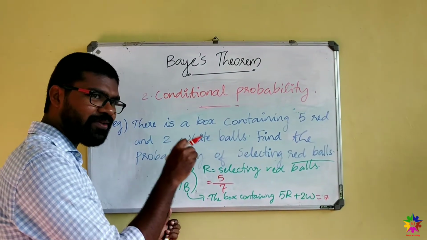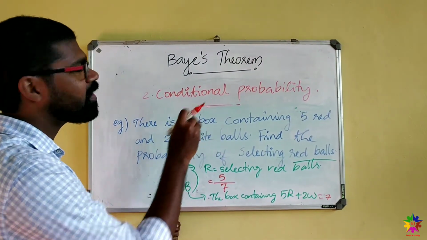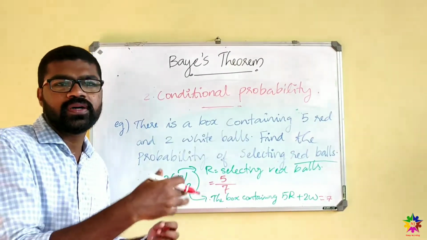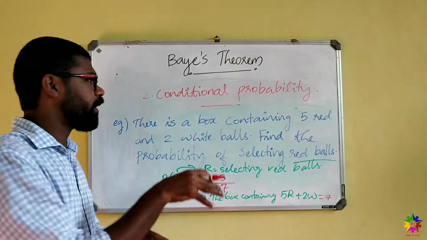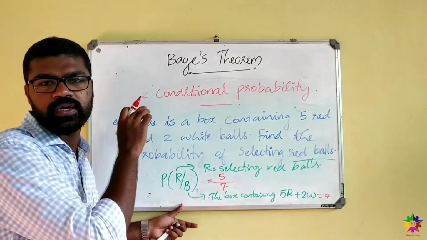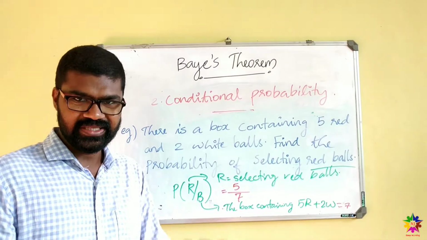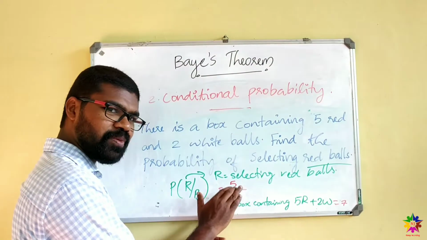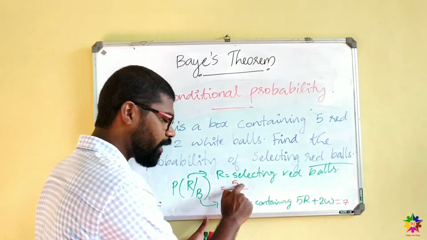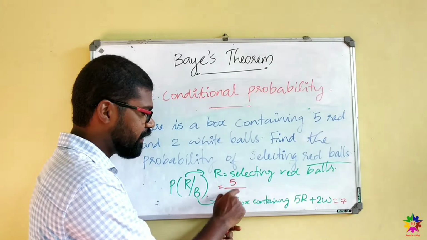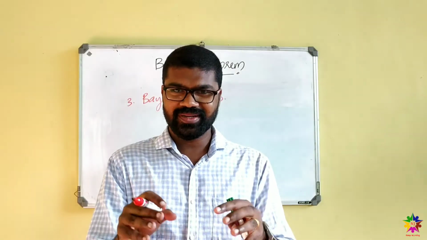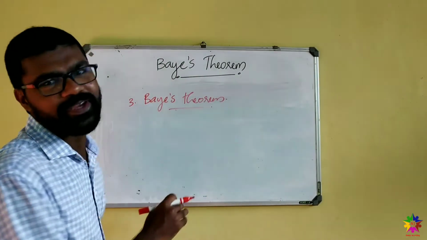We have a very simple conditional probability question, because I just want to make the concept clear. That's why I have chosen this example. So in simple words, what is the probability of selecting 5 red balls given that the total number of balls is 7? So now we come to Bayes' theorem.